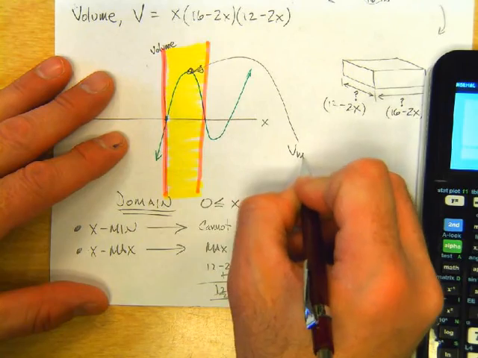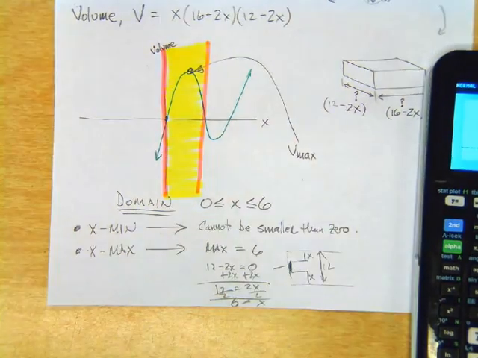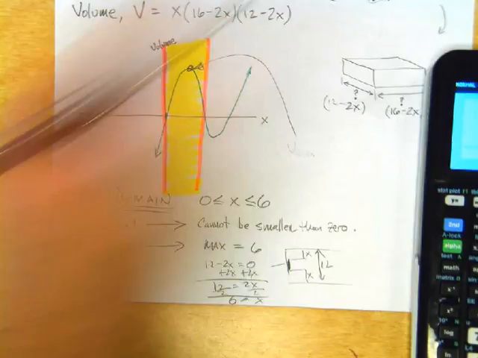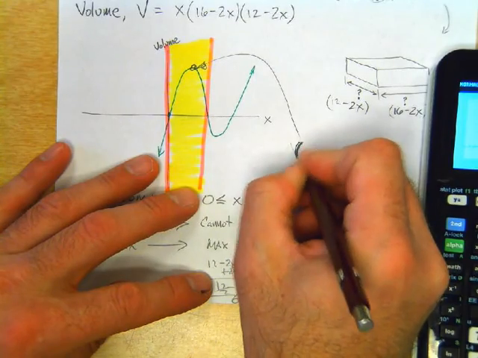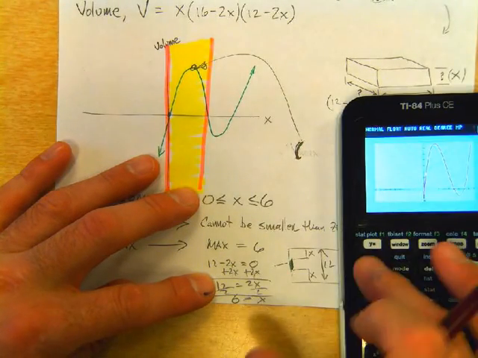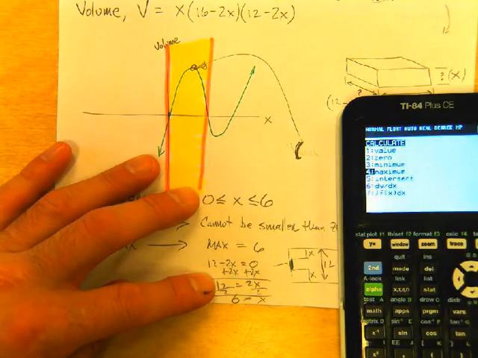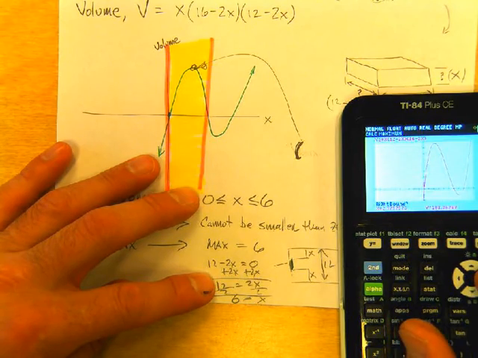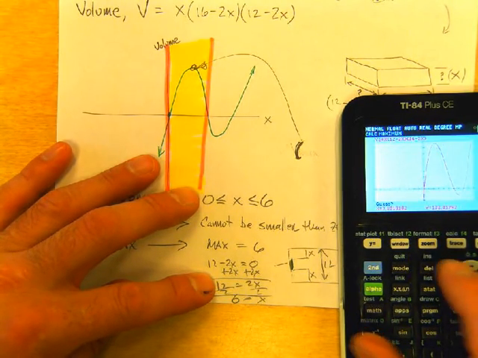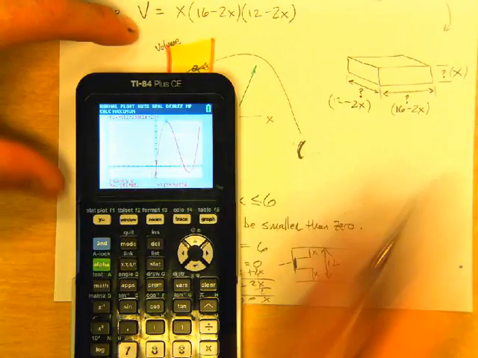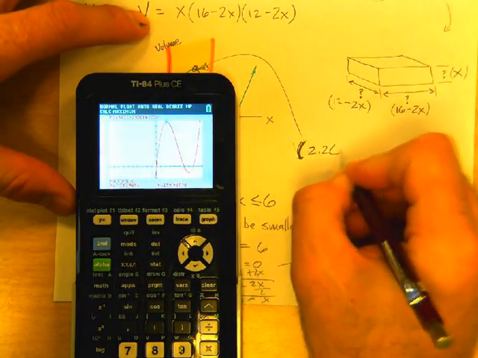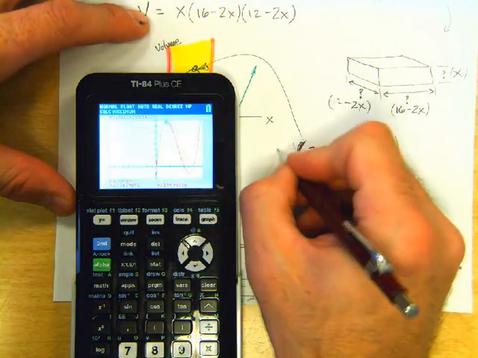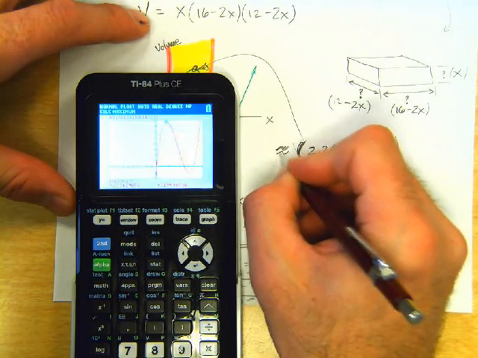So, actually let's not do that. Let's just find the coordinate for that maximum. Okay, so second trace, maximum. We want to find a left boundary, we want to find a right boundary, and we want to find the max. The x value is 2.26, the y value is 194.1 approximately. Okay.